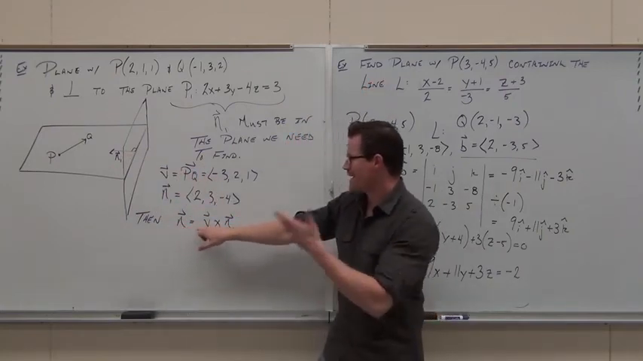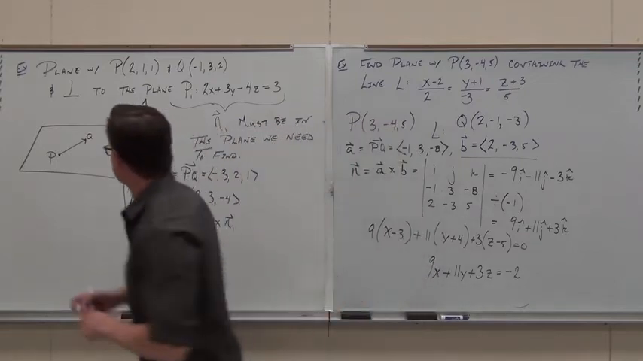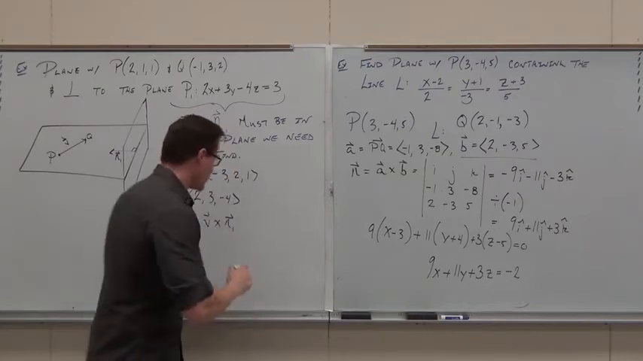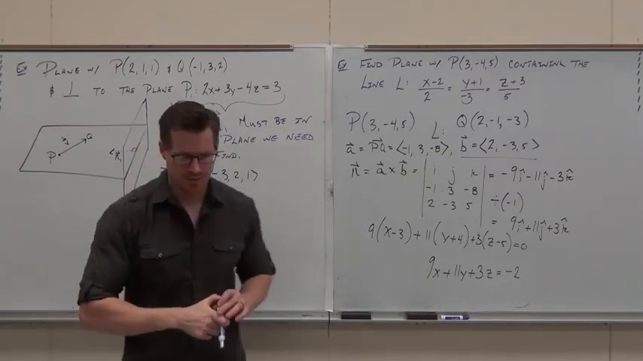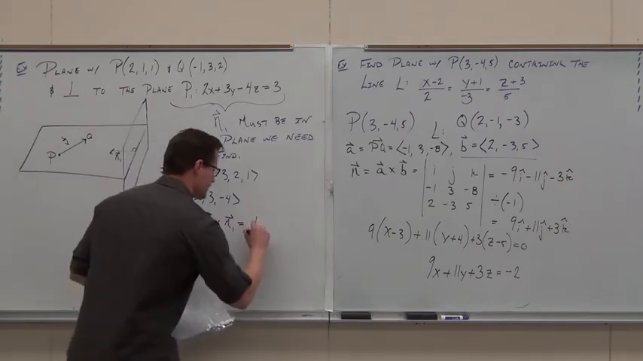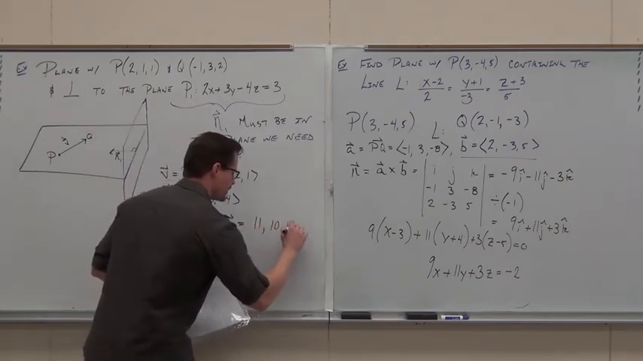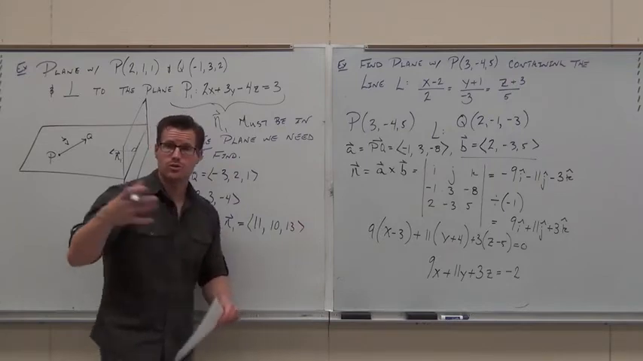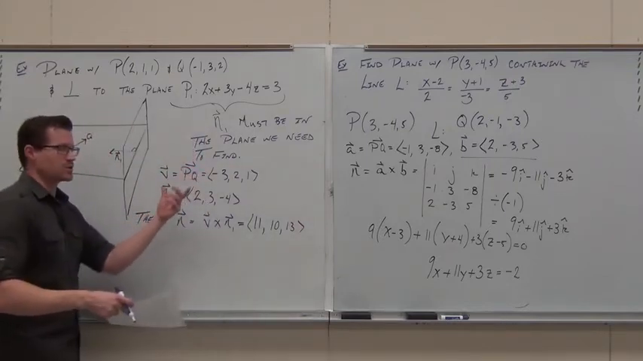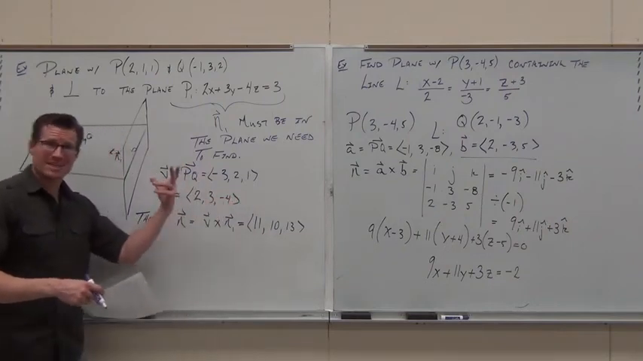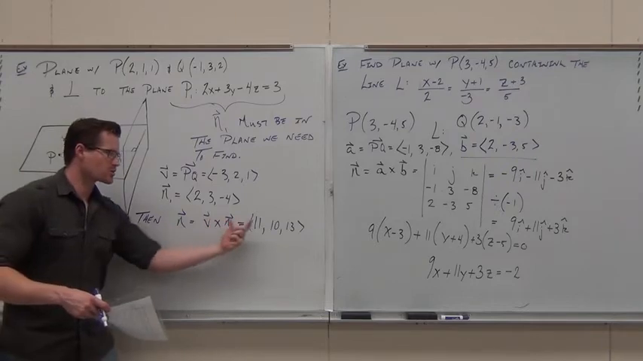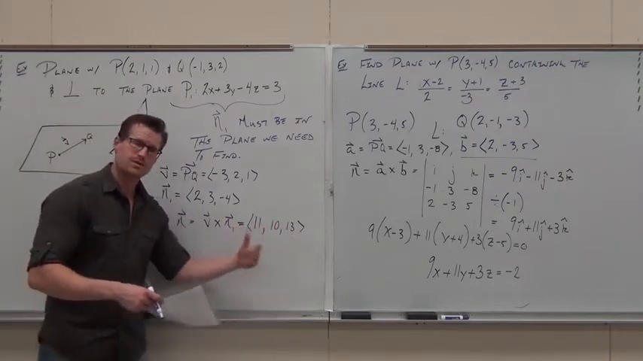Then my normal can be, hey, take V, cross it with N1. You know how to do a cross product. I'm going to give you the answer. This is 11, 10, 13. Of course, I want you to try this on your own. Walk through it. Make sure you can get this vector. You understand where this is coming from. You get the idea that these two things are in here, in this plane we're trying to find. Therefore, my cross product is actually going to work for us. This is my normal vector.